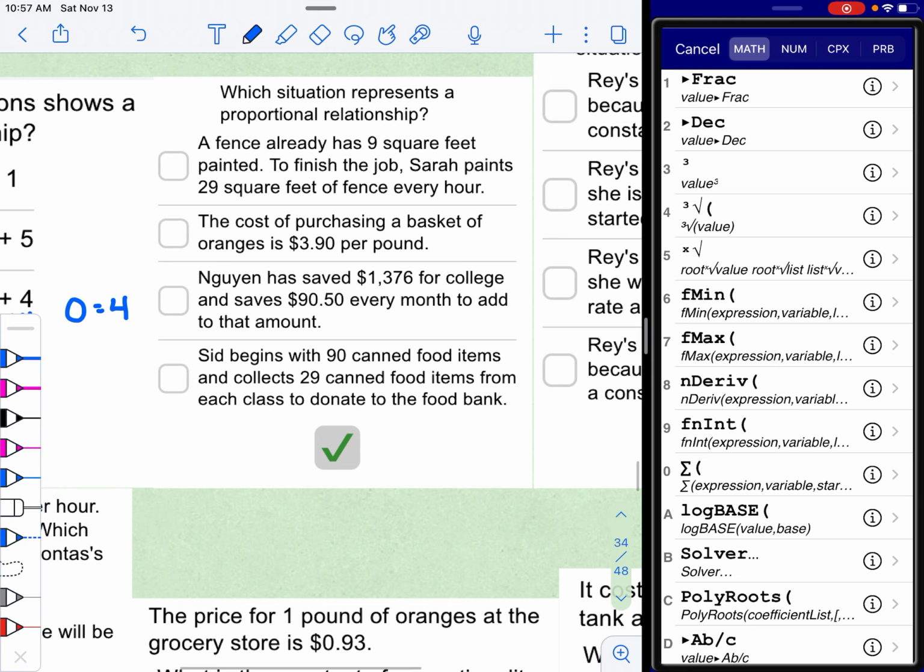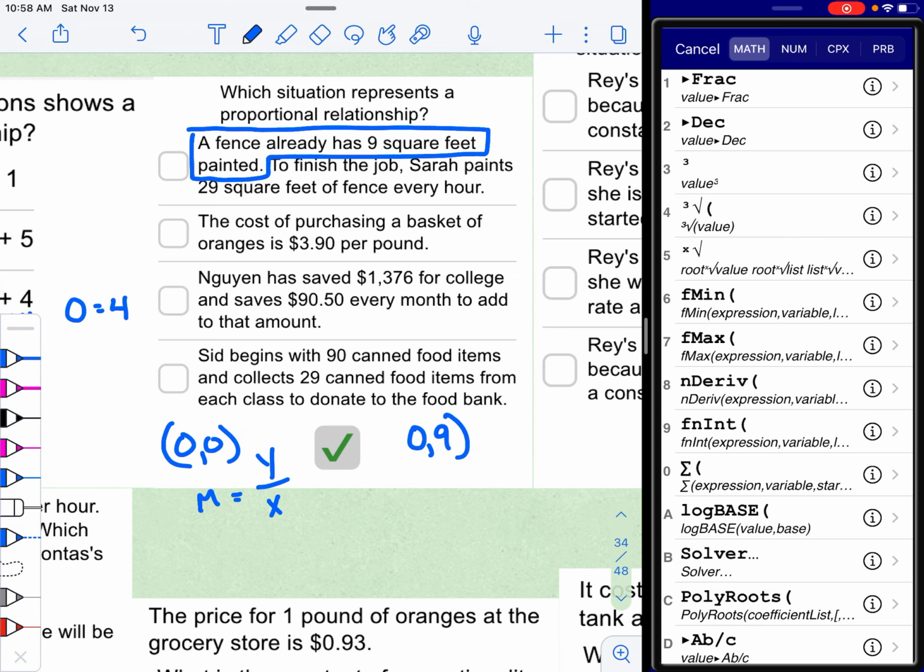Next up, which situation represents a proportional relationship? I'm trying to think of all my different options. I want to contain 0, 0. I want y divided by x to be the slope. Let's see what we can find here. First one, a fence already has 9. So I'm already going to identify this is kind of like a +9 in an equation. It's a starting number that's not 0. So that's more like 0, 9, not 0, 0. So I'm going to go ahead and say no to that one right off the bat. If you see a starting value other than 0, it is not proportional.